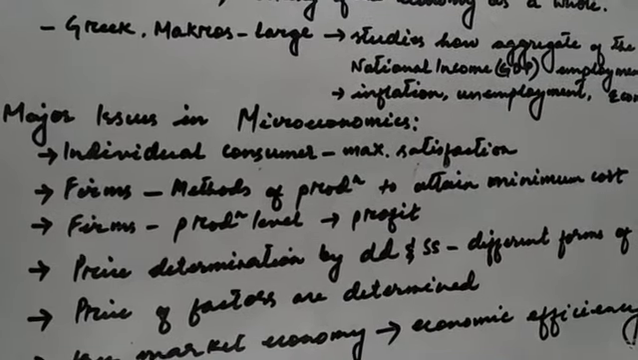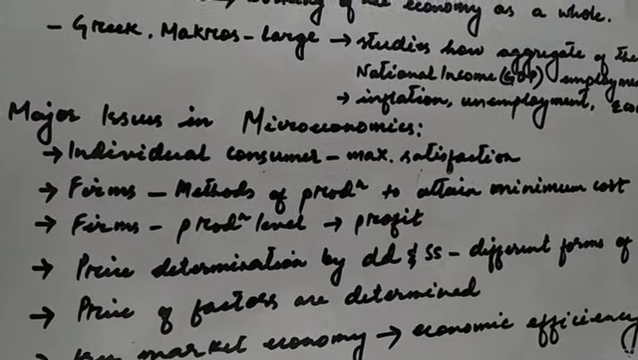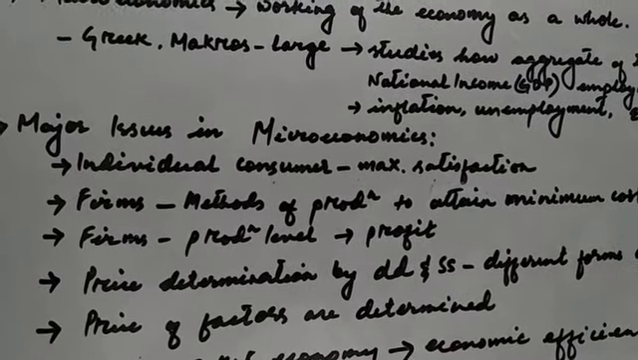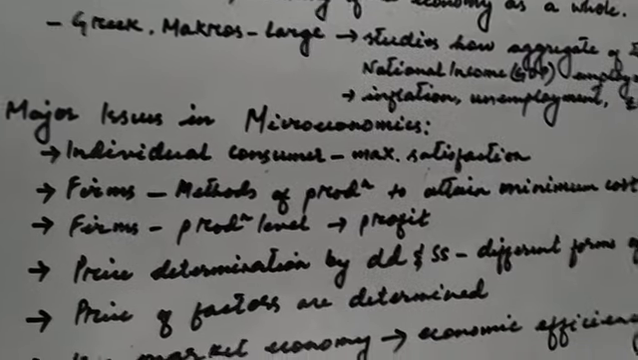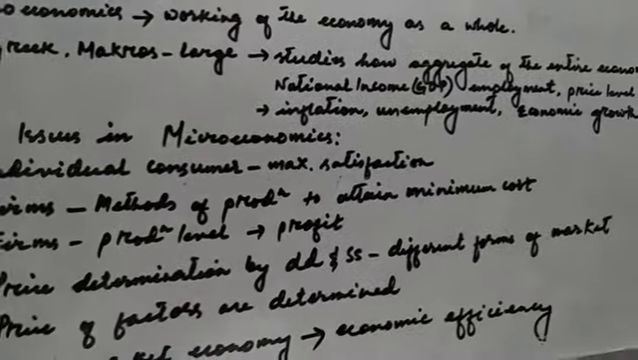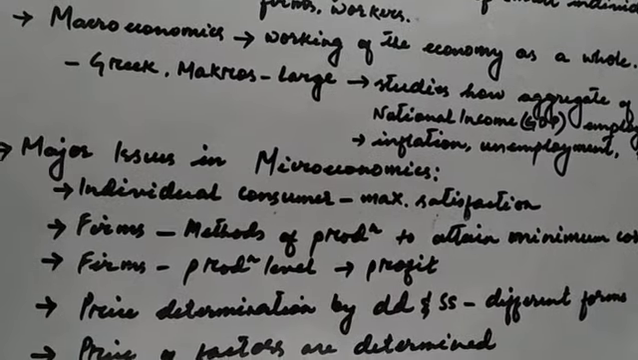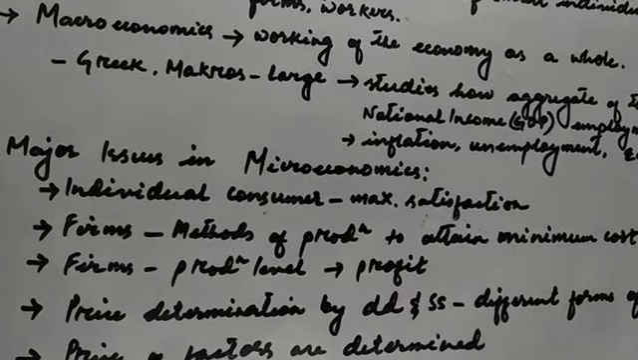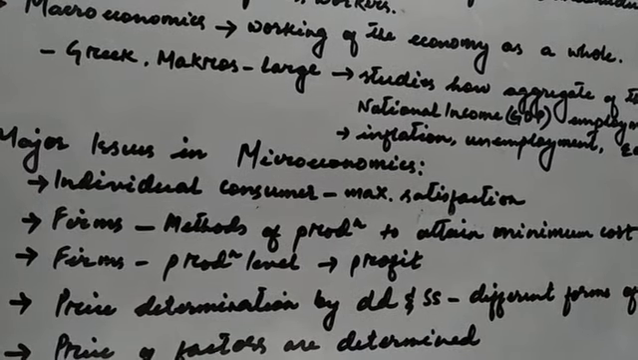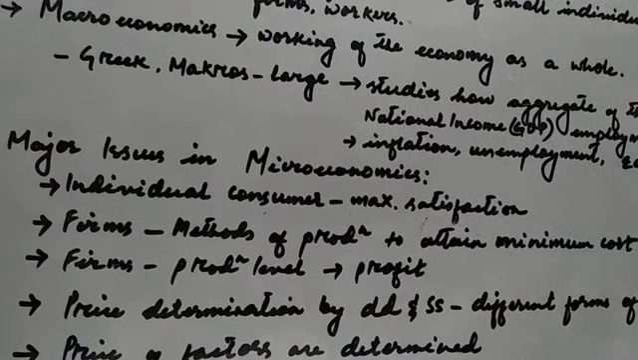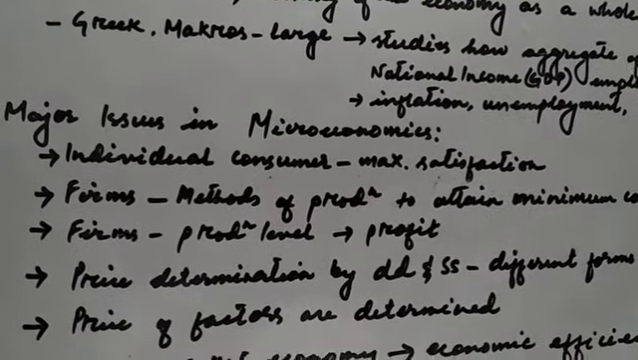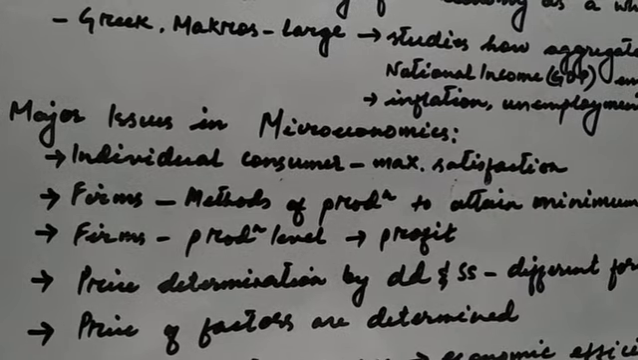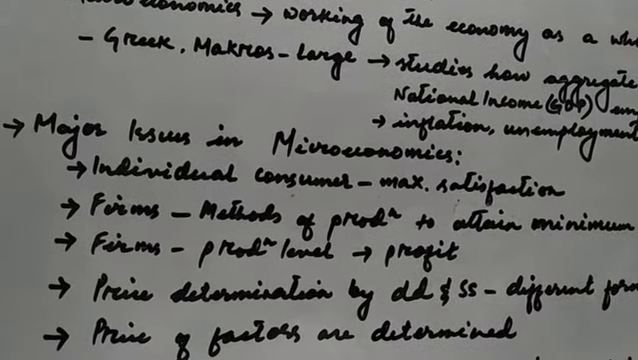Then fourth, we have the issue of the determination of price. Determination of price by the forces of the market, that is demand and supply for goods and services, in different forms of market. Price determination by demand and supply in different types of markets, such as perfect competition, monopoly, and monopolistic competition. So we have to study the price determination by demand and supply in these different forms of market.